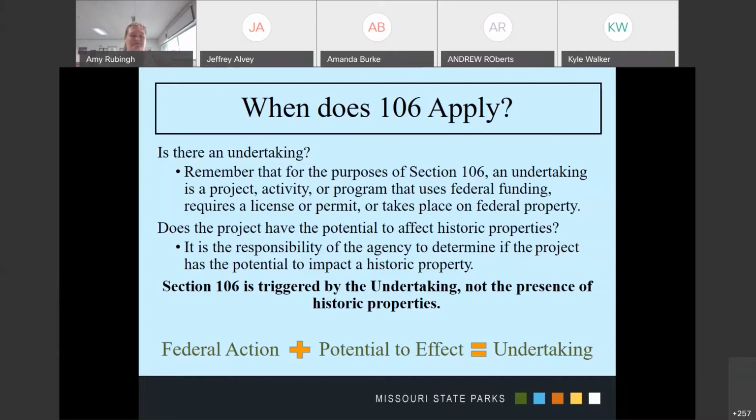We want to stress here that 106 is triggered by the undertaking and not the presence of historic properties. So it's not that, well, we have this project that has the potential to affect historic properties, but there's no historic properties there, so therefore we don't have to do 106. That's not how the process works. It's the federal action plus the undertaking's potential to affect. That means that it is an undertaking, and that means it has to go through the Section 106 process.